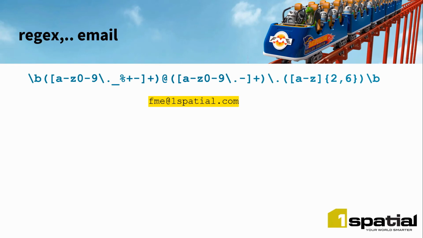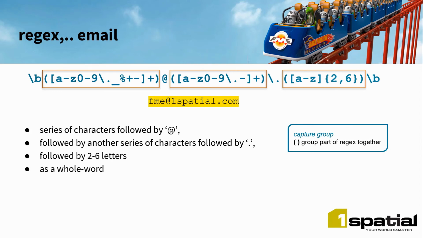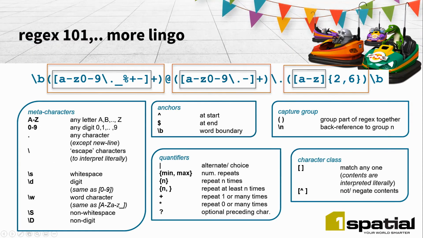So here's a real world example. We've got some regex for an email. A key thing to look out for are the brackets. So round brackets are capture groups and they break the regex up. So we've got a series of characters followed by an @ symbol, followed by another series of characters, followed by a dot, and then followed by a bunch of letters. Oh, and the whole string here must be a whole word, so something like white space either side. So that kind of makes sense, right, for an email.